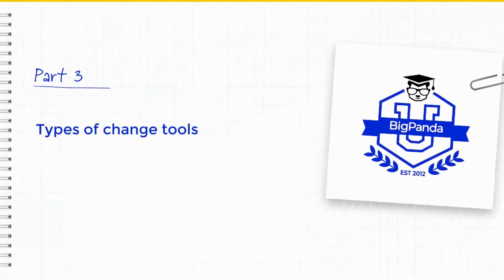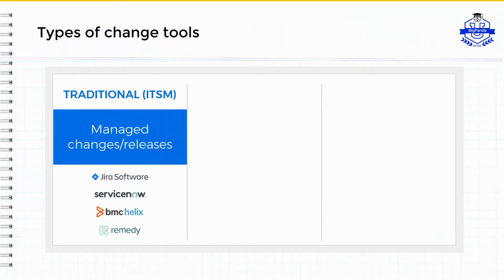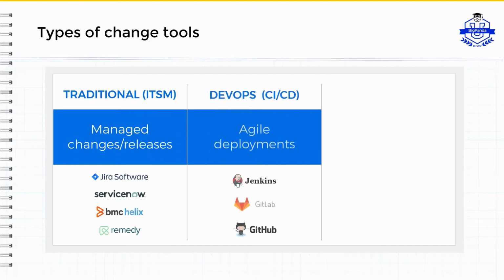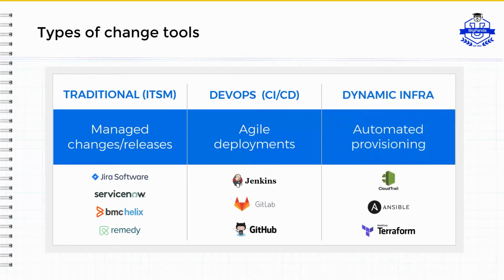Now let's discuss the different types of change tools that you may be using and integrating with BigPanda. Traditional ITSM tools are typically used for managed changes and planned releases. Jira, ServiceNow, and Remedy are all examples. DevOps CI/CD tools like Jenkins, GitHub, and GitLab are used for agile development to help automate the building, testing, and deployment of applications. Dynamic infrastructure tools such as CloudTrail, Ansible, and Terraform are used to automate or track changes to cloud environments. All these types of tools may be used simultaneously with BigPanda, and their combined data helps provide context to the incident management process and root cause analysis.